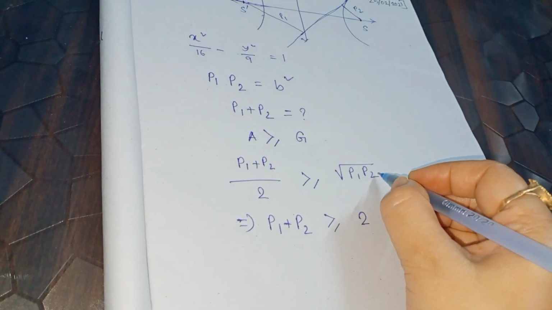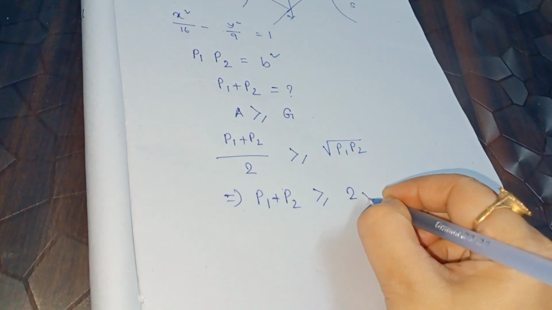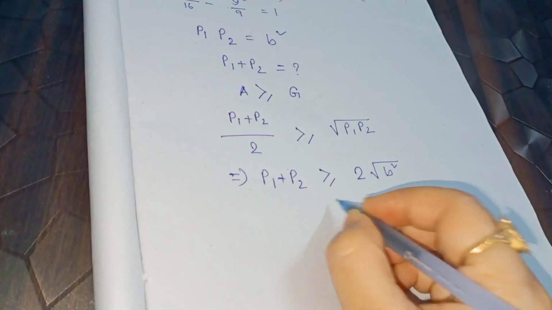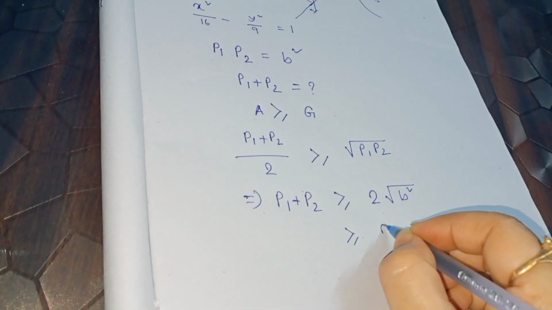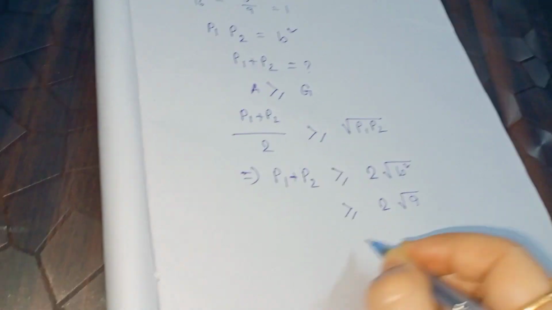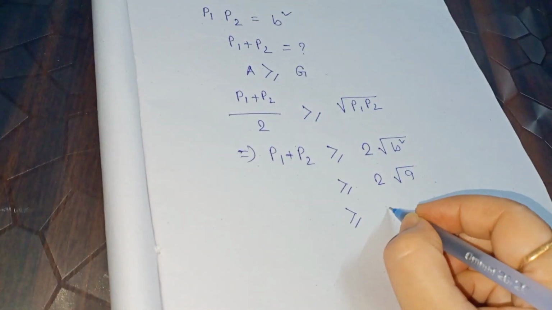root over P1 into P2, and we know that is B square. So it is 2 root over B square, greater or equal to 2 root 9. So this is equal to 6.